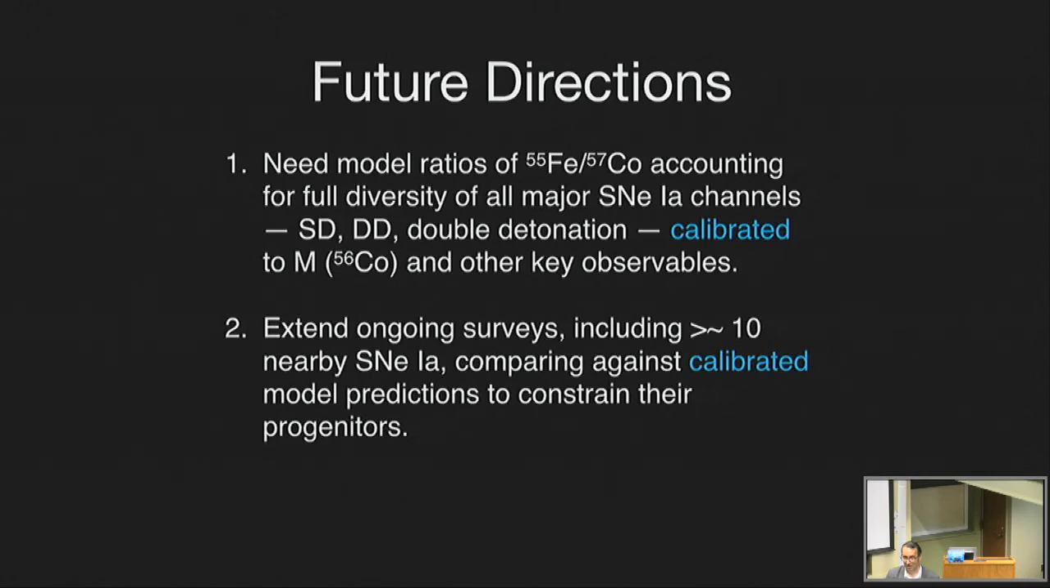I think basically what people have found is that most single degenerates don't reproduce the Phillips relation, the sort of width-luminosity relation. My interpretation of that might be that either we're missing something about the physics or there may be something which is abnormal about them.